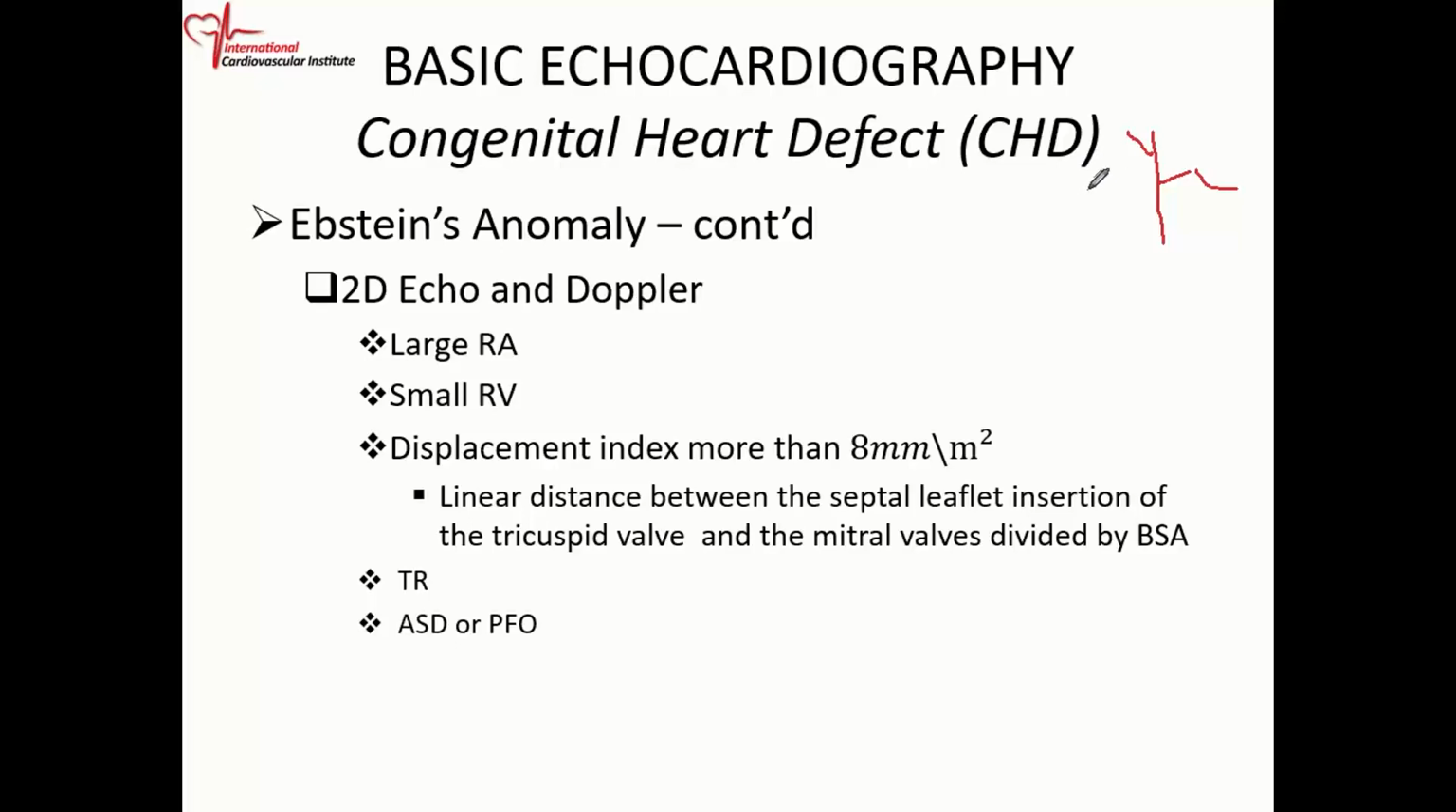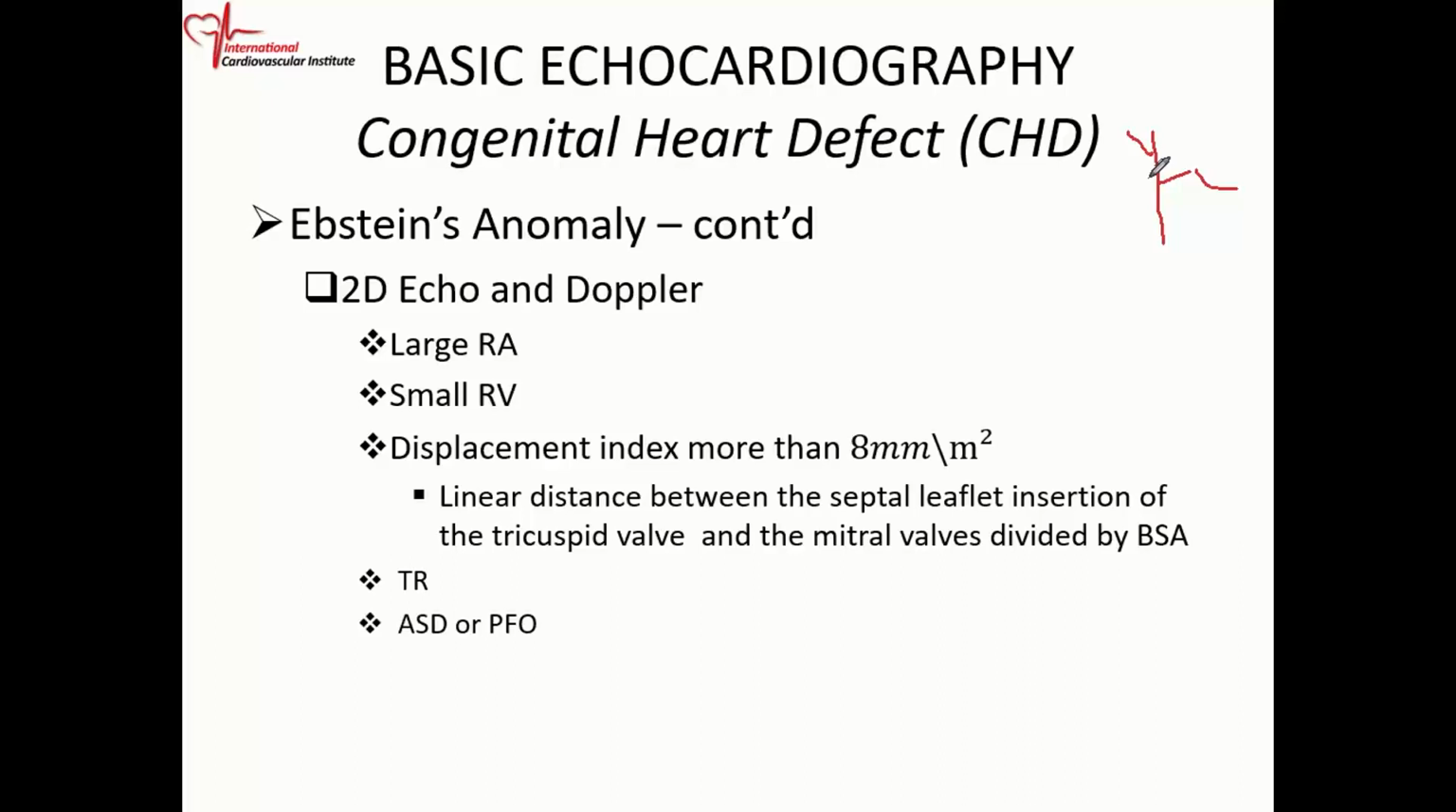The anterior leaflet is going to be probably higher up, but the septal leaflet is apically displaced. So this is the ventricular septum. This is the apex right there. So this distance, you're going to measure this distance: the distance between the mitral valve and the septal leaflet of the tricuspid valve, the insertion. You're going to measure that.